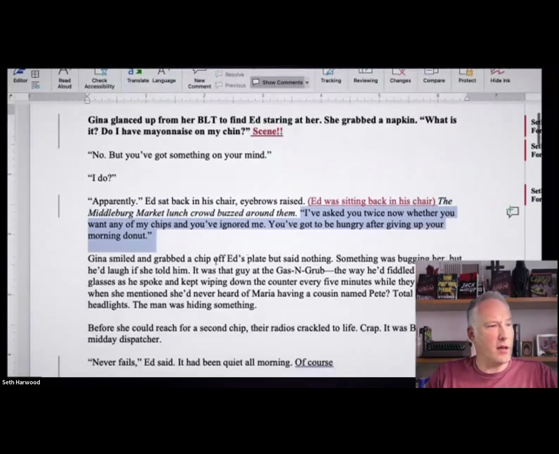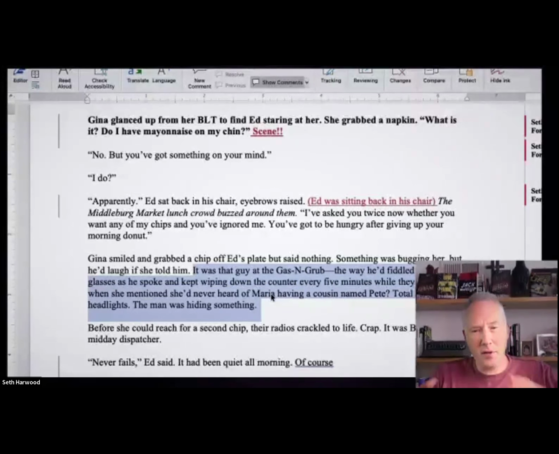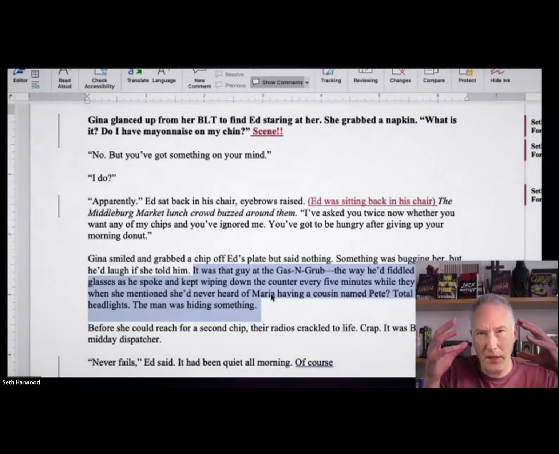We've got more dialogue. "She smiled and grabbed a chip off Ed's plate, but said nothing." Great, love it. "Something was bugging her, but he'd laugh if she told him." This is kind of interior. "It was the guy at the gas and grub, the way he'd filled with his glasses." She's thinking here. I don't know how much time is going on here, but it feels like we're in her head, we're getting her thoughts. Maybe this is somewhere between scene and dilation.